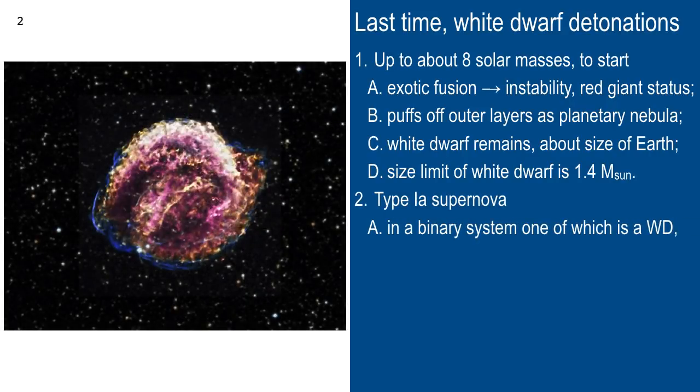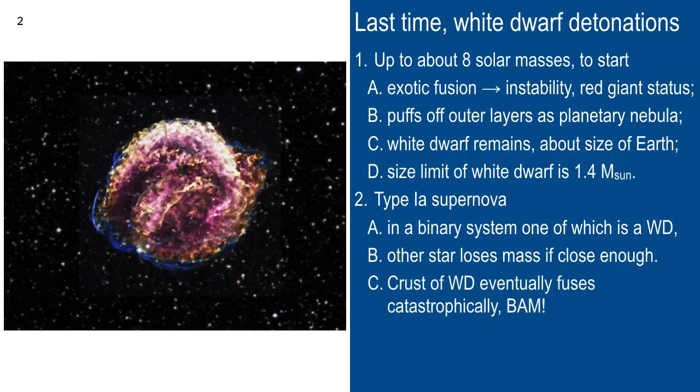if it's got a binary star system companion, and if the other one is close enough to lose some mass, and the mass spirals around the white dwarf, we saw a photo or an artist's conception of that the other day, then it's possible for the white dwarf to accumulate, kind of get crusted over with stolen mass from its companion, and when the conditions are right for that, bam-o, you get a type 1a supernova.